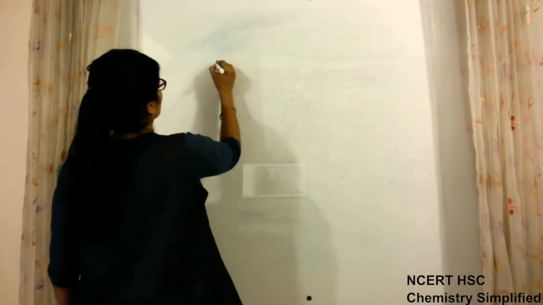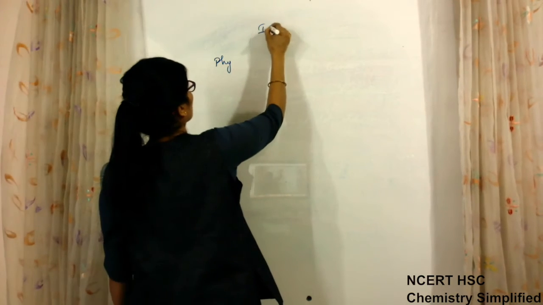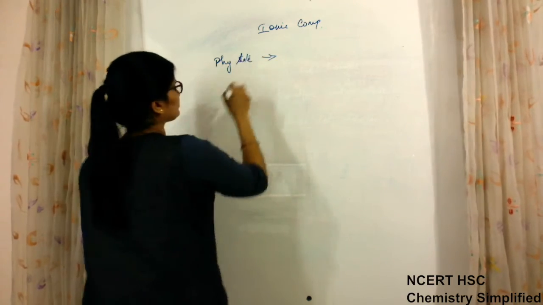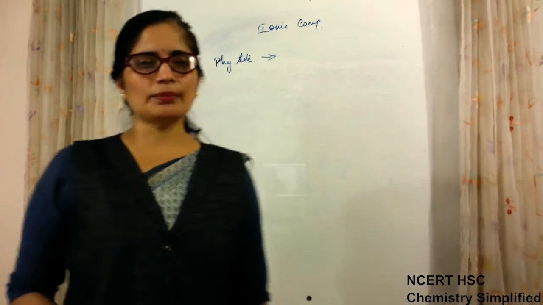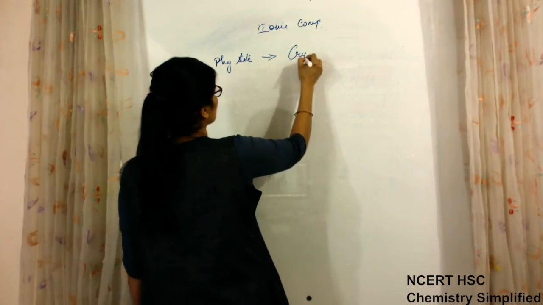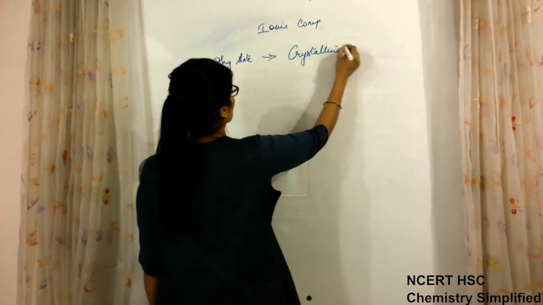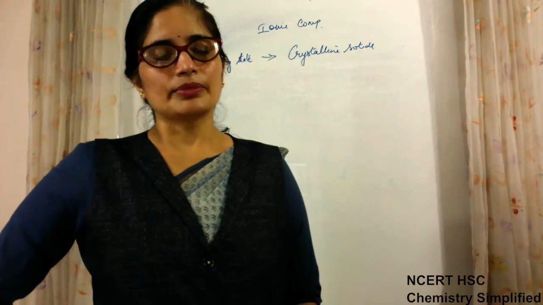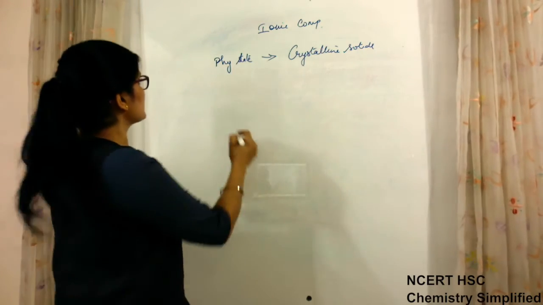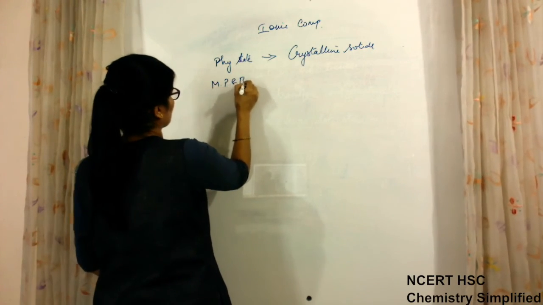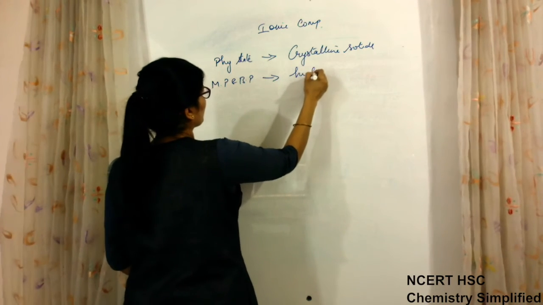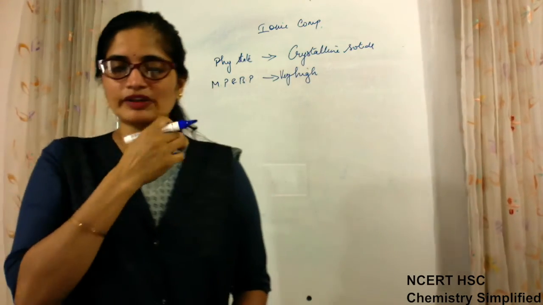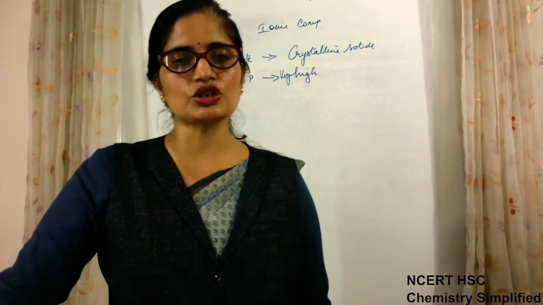Physical state. We are talking about ionic compounds. The physical state of ionic compounds is that they are generally crystalline solids. They are solids because of strong bonds, and they are also crystalline. Second thing is melting point and boiling point. The melting point and boiling point of these compounds are very high because the bond between them is an ionic bond, and an ionic bond is a strong type of bond.